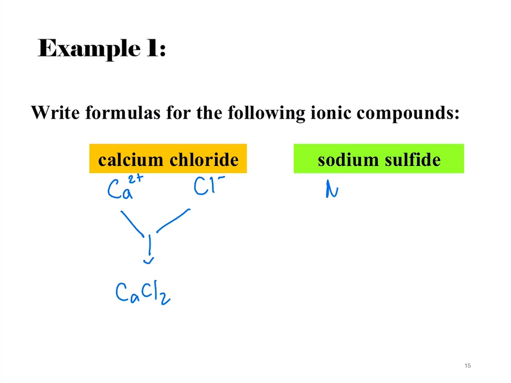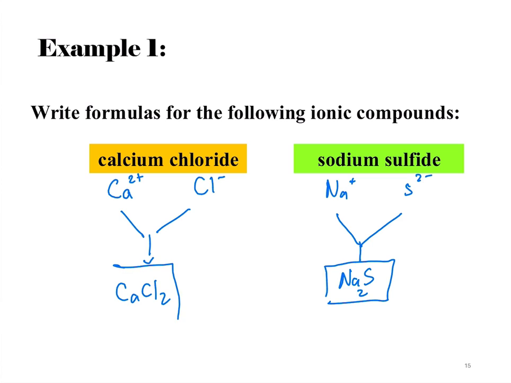And then sodium, you said was +1, sulfur was 2-, so what should the chemical formula for that be as well? Na2S. So those would be the molecular formulas for calcium chloride and sodium sulfide.